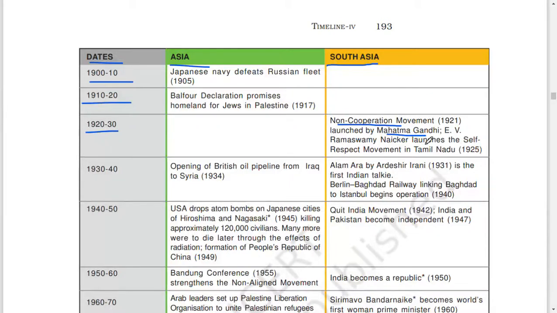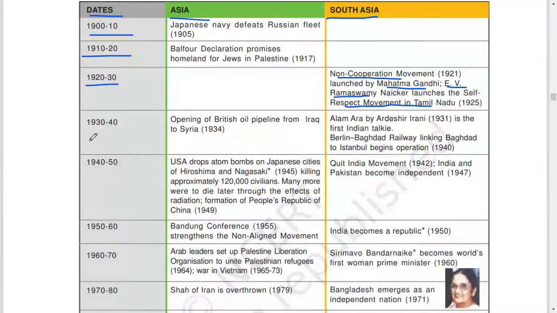E. V. Ramaswamy Naicker launches the Self-Respect Movement in Tamil Nadu, 1925. 1930 to 1940, opening of the British oil pipeline from Iraq to Syria, 1934. Alam Ara by Ardeshir Irani, 1931, is the first Indian talkie. Berlin-Baghdad Railway linking Baghdad to Istanbul begins operation, 1940.